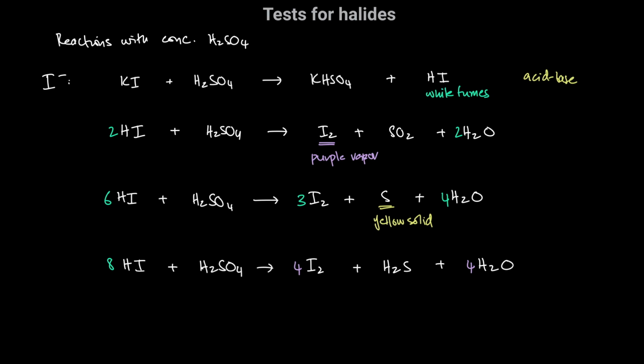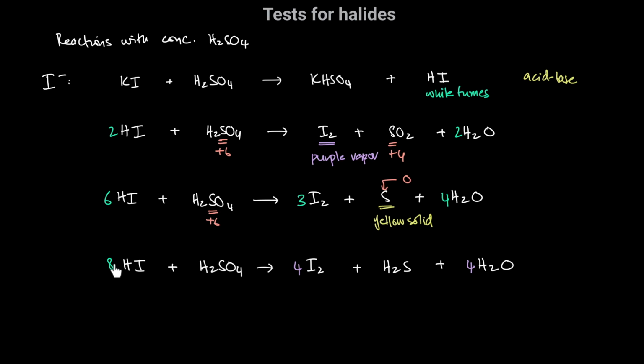Here the oxidation number of sulfur decreases from +6 to +4, right? But again, because iodide is such a strong reducing agent, it can also reduce sulfuric acid to form sulfur. So the oxidation number of sulfur decreases from +6 to 0, because here sulfur is in its elemental form, so the oxidation number is 0.